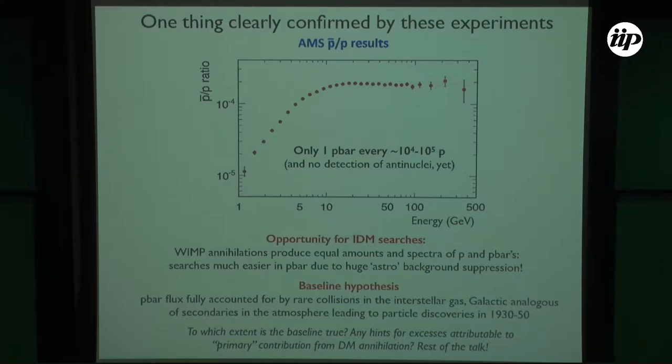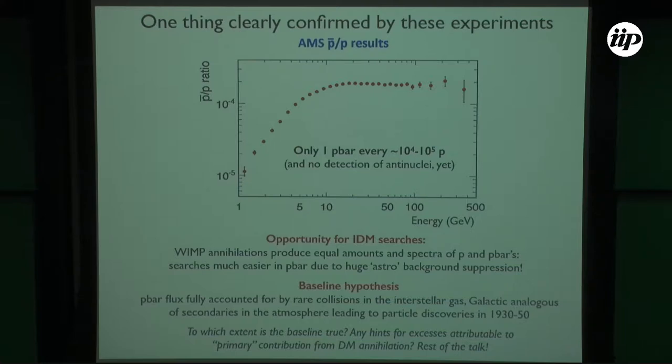Now, you have only one antiproton every 10,000 to 100,000 protons. This is a plot, another version of the plot shown by Manuela. In the light of what I told you before, this should ring a bell. This gives you an opportunity for indirect dark matter searches. Why? Because in the standard scenario, WIMPs annihilate symmetrically into matter and antimatter. So you produce equal amounts of protons and antiprotons, but antiprotons are 10,000 or 100,000 times less abundant, so it's a great opportunity to look for anomalies, some component of the flux of antiprotons coming from dark matter annihilation.